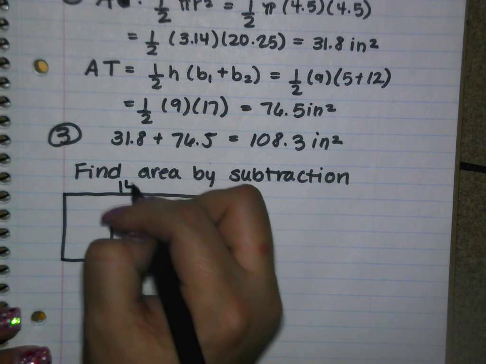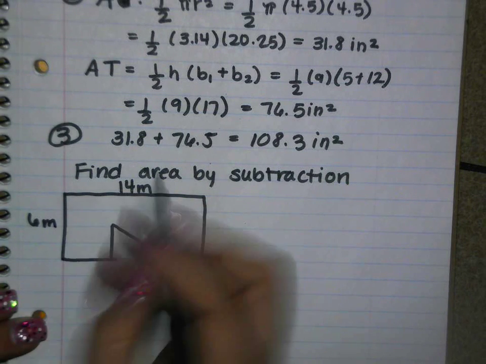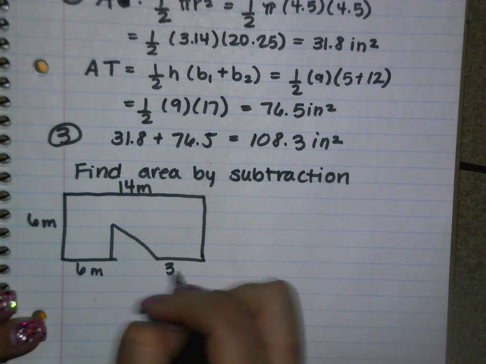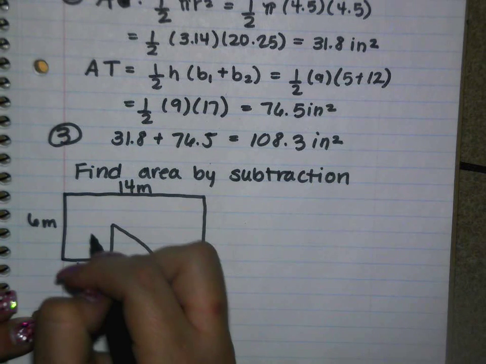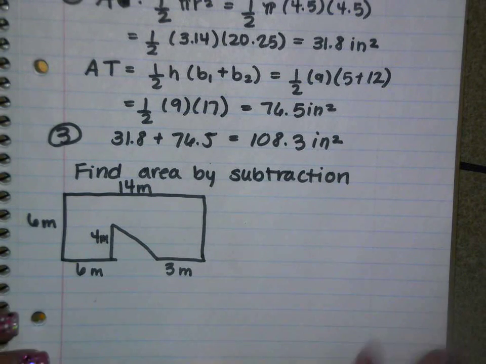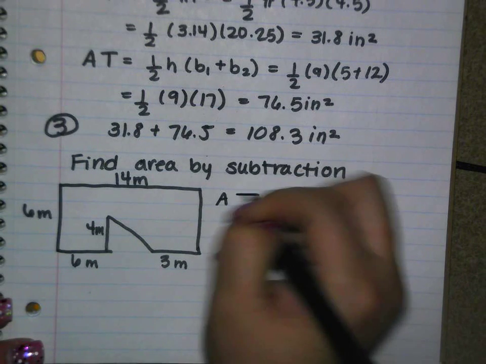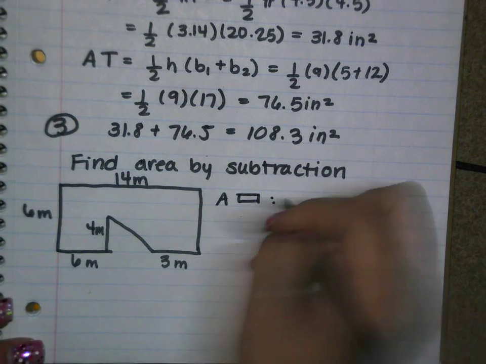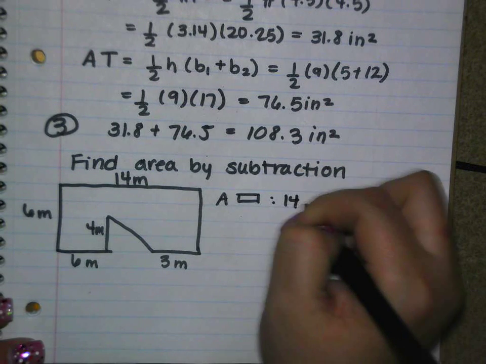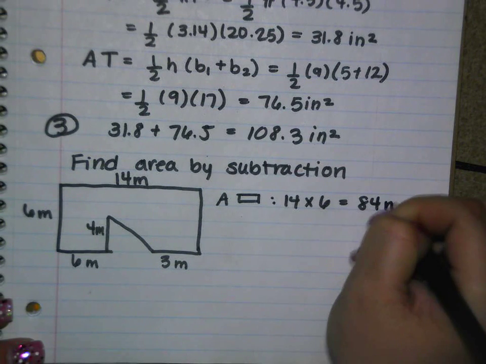Okay, this up here is going to be 14 meters. This will be 6 meters. This section here is 6 meters. Also on this side we have 3 meters. The height of this triangle is 4 meters. And that is the measurements we're given. So we're going to need to find the area of the rectangle. The area of the rectangle is the base times the height, or 14 times 6. And that is going to give us 84 meters squared.